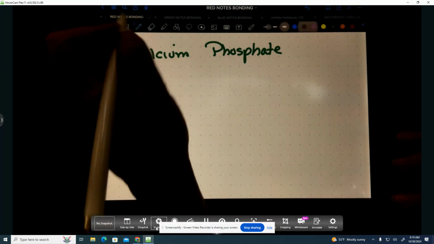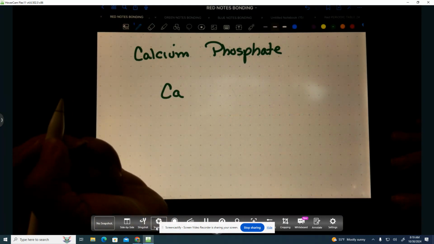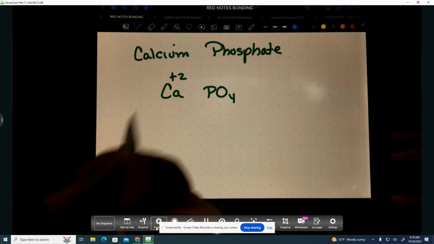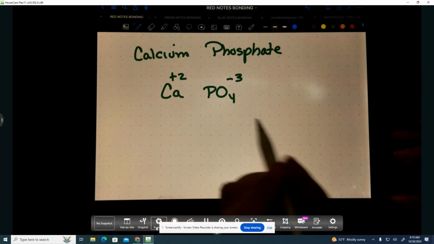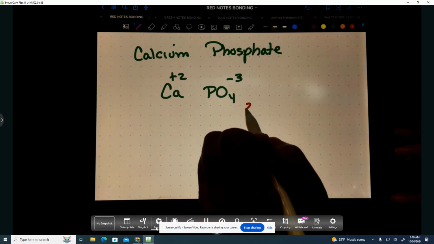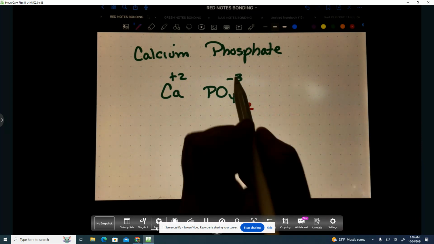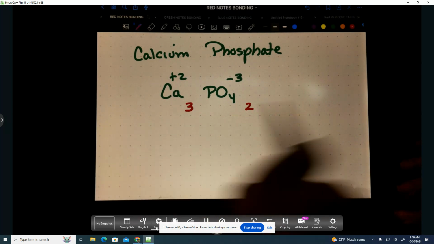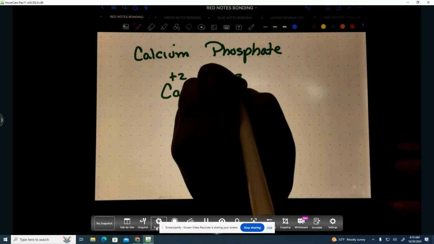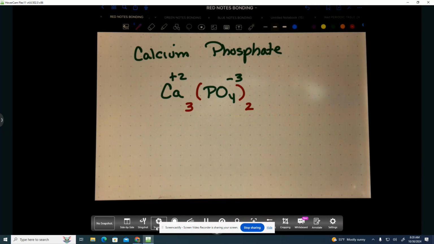All right, let's write the formula for this. Ca, what's its charge? +2. Phosphate, PO4 -3. Okay, so I'll just change colors here. That 2 becomes the subscript over here. That 3 becomes the subscript over here. Am I done? What do I have to do? Put parentheses. Good job, Ryan. Okay. Make sure that polyatomic ion, because you have multiple of them, goes in parentheses.